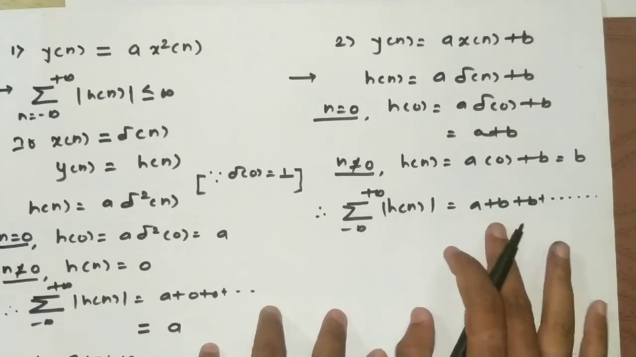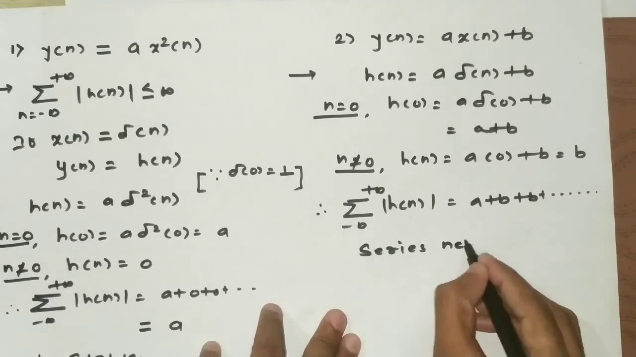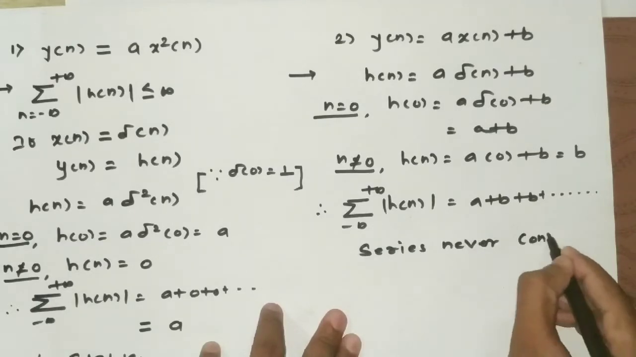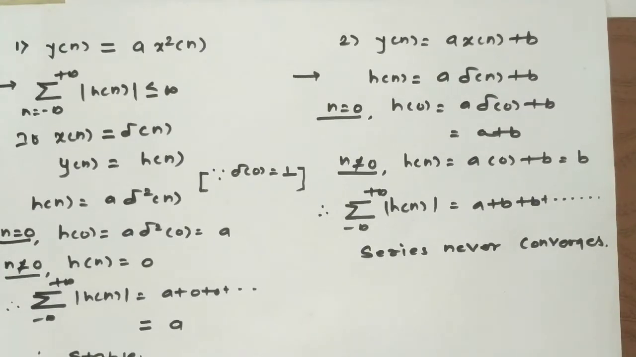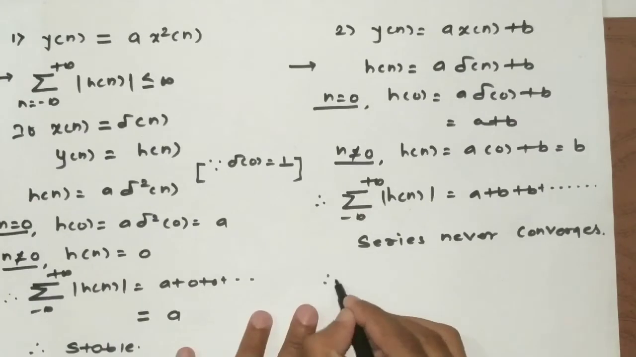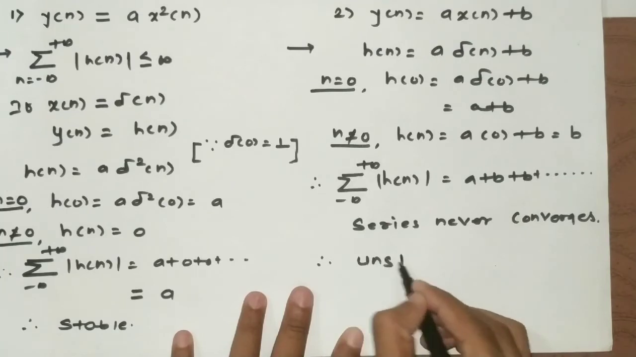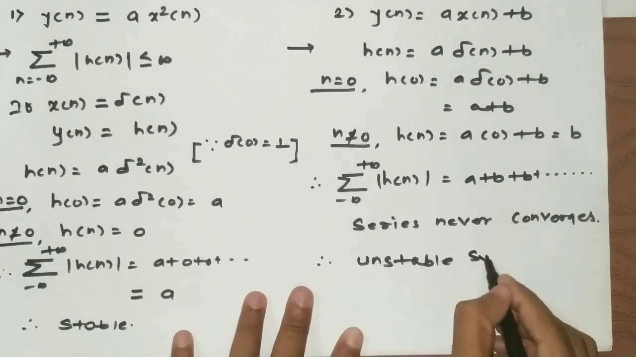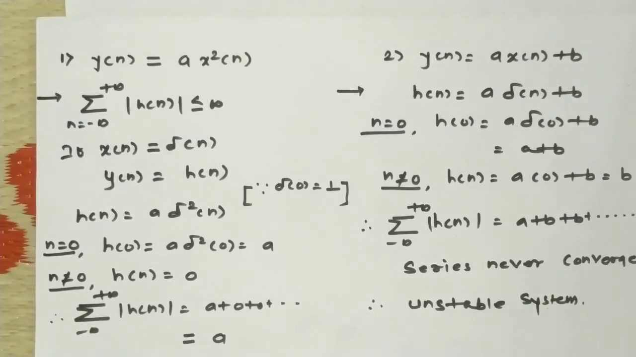That means this series never converges. Now if it never converges, definitely it will approach minus infinity or plus infinity. That means its value is not going to be less than infinity. So in such cases, the system is said to be an unstable system. We are not getting a unique solution, so it is going to be an unstable system.